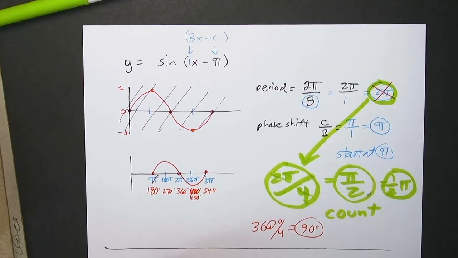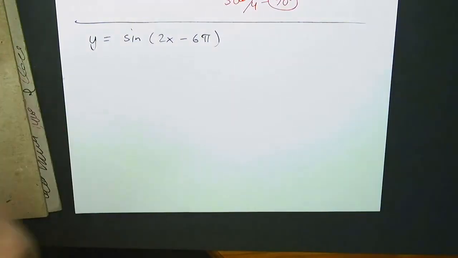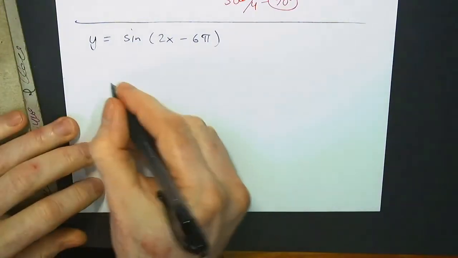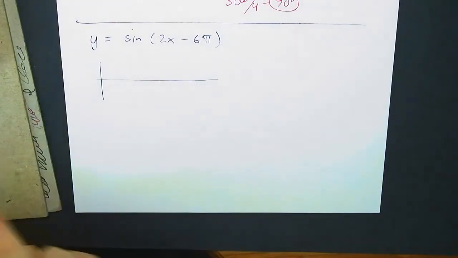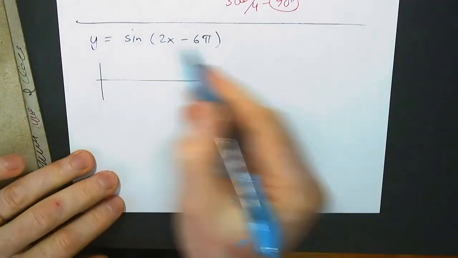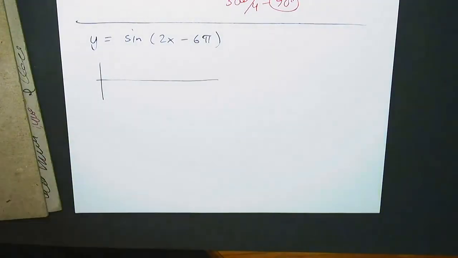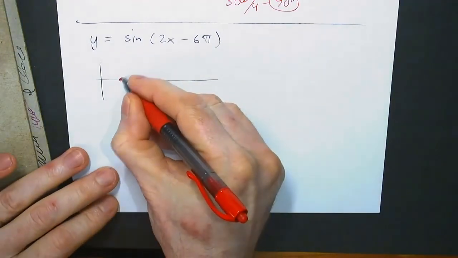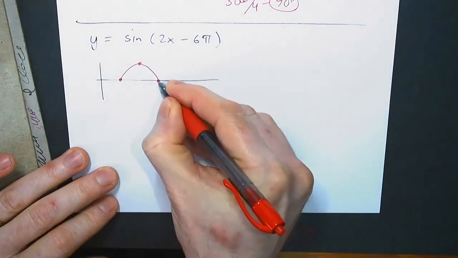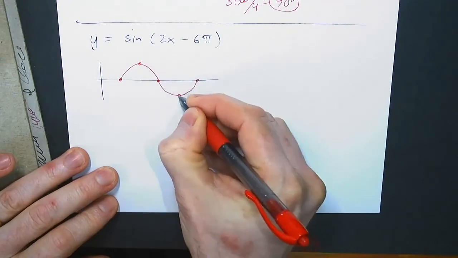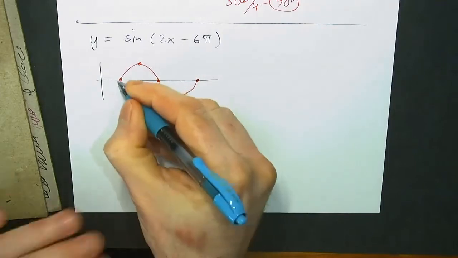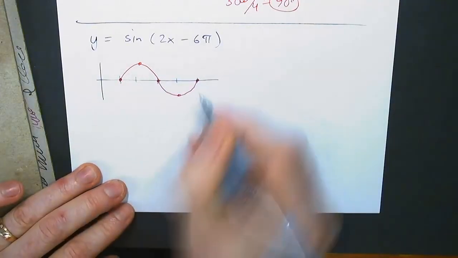Okay, let's put sine of 2x minus 6 pi. Okay, here's a new one. And that can get a little confusing. 2x minus 6 pi. Okay, so what do we do first? Okay, I don't see anything in front. I don't see anything over here. That makes it simple. So I'm going to start here. Go up, back to the middle, to the bottom, back to the middle. Okay, but where are we at?